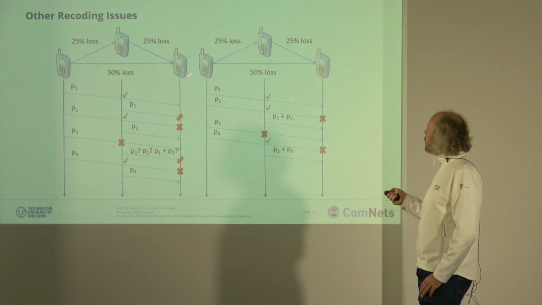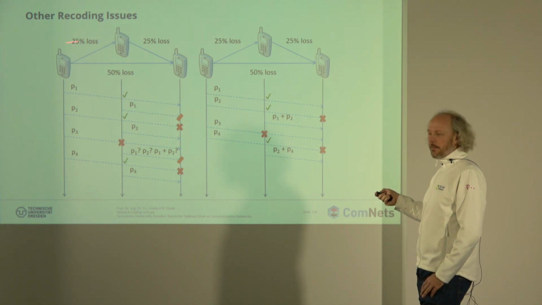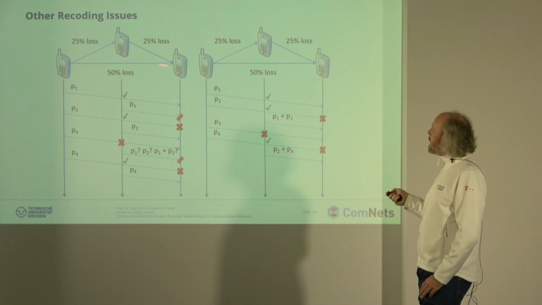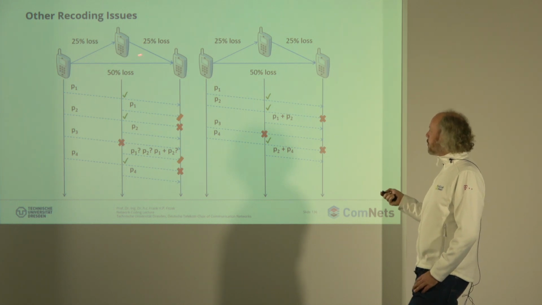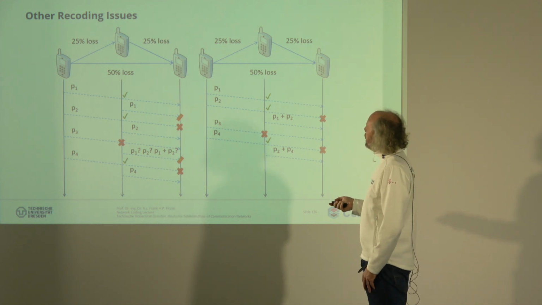So here are some other recoding examples. Imagine you have one source here, one destination, and one relay repeater in the middle. But you also have this direct path. That makes it interesting. Often this direct path is very lossy because the one in the middle helps you a lot. The losses are smaller. So now what you have here is to say, okay, what can I do here?